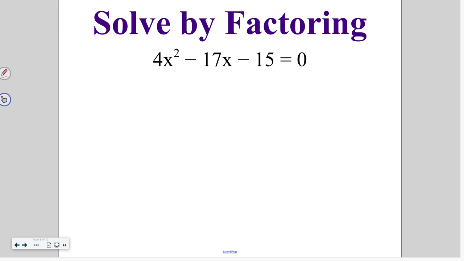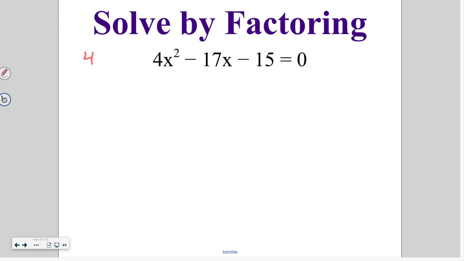Similar to what we had last section, we also want to be solving these quadratic equations. This is where, again, we need to have them set equal to 0 in order to be able to solve. So we're going to start by checking if there's a GCF. 4, 17, and negative 15 cannot be divided by the same number.